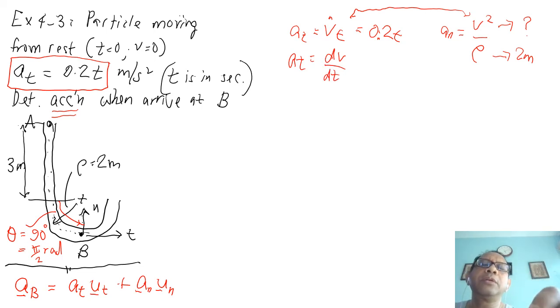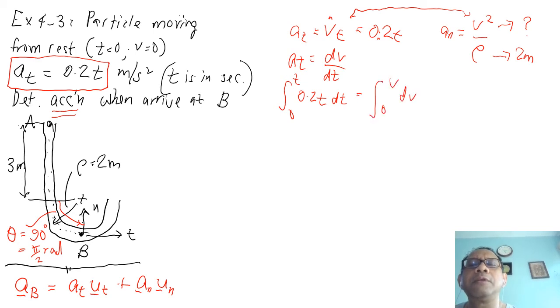So when we integrate, a_t is given, so 0.2 t dt, from 0 to t, we can find the speed v. So we will have v equals 0.2 t square over 2, so it is equal to 0.1 t square.